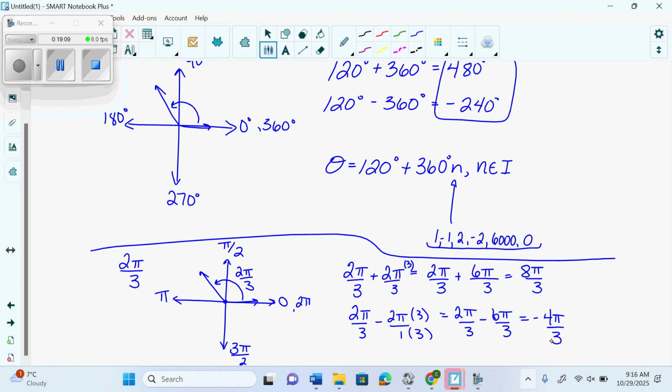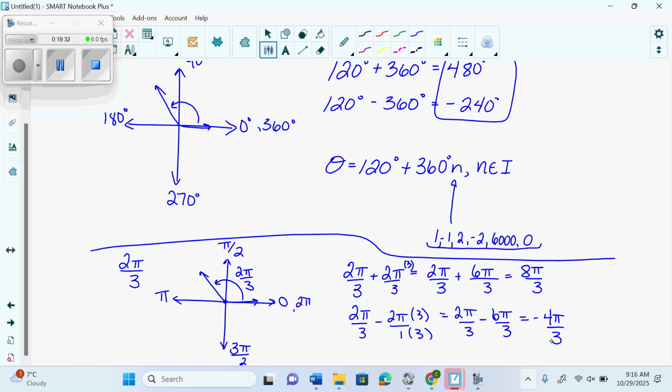Is the general form hard? Way harder than the degree one? No. You do have to still add what to it, though? What gets it to land back on top of it? What do you have to do to a radian measure to get it to land back on top of it? What are you adding to it?